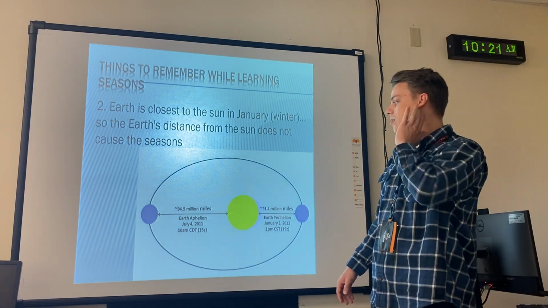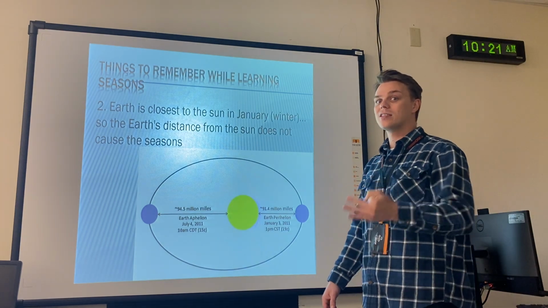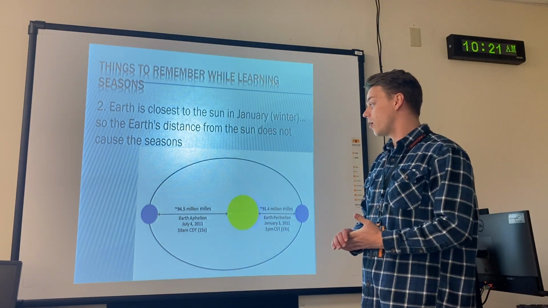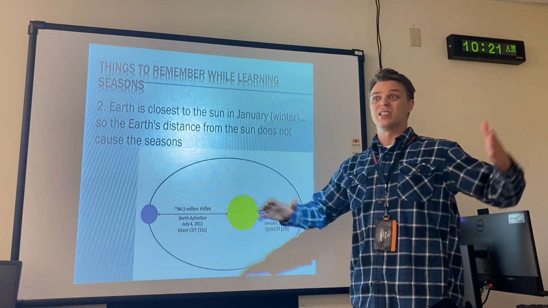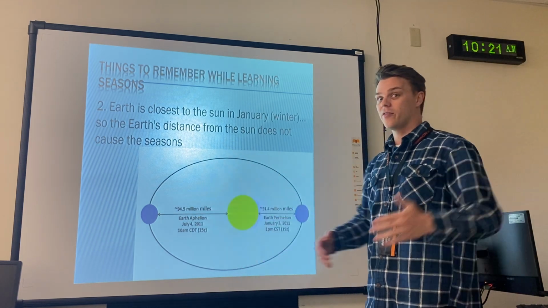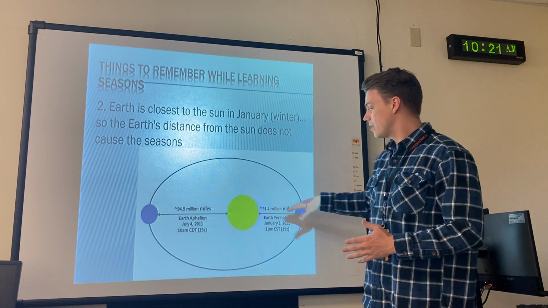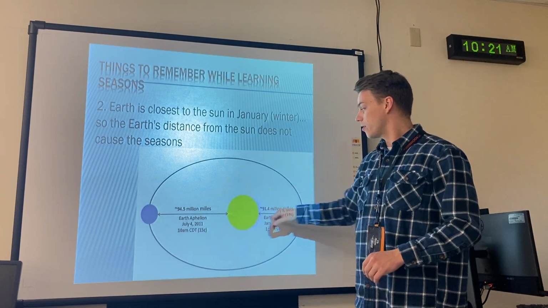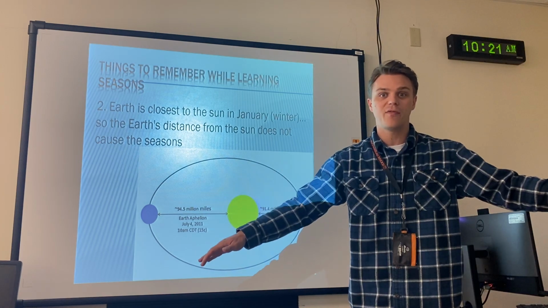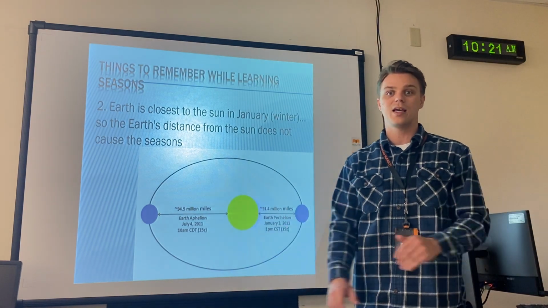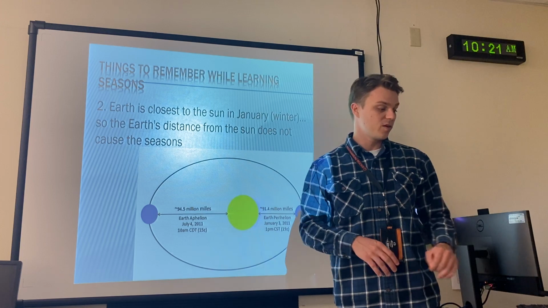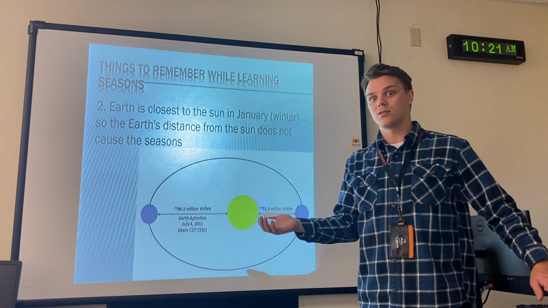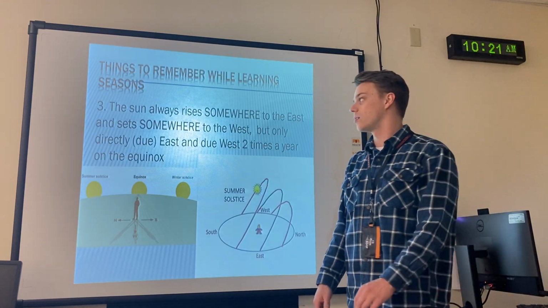Now, that's a difference of 3 million miles. That's a lot, right? But when we're talking about the Earth, it is already so many millions of miles away from the sun that a difference of 3 million doesn't really affect anything. So the closer we are to the sun does not affect the seasons, okay? We're actually furthest from the sun in July, which is our hottest month, or one of our hottest months.